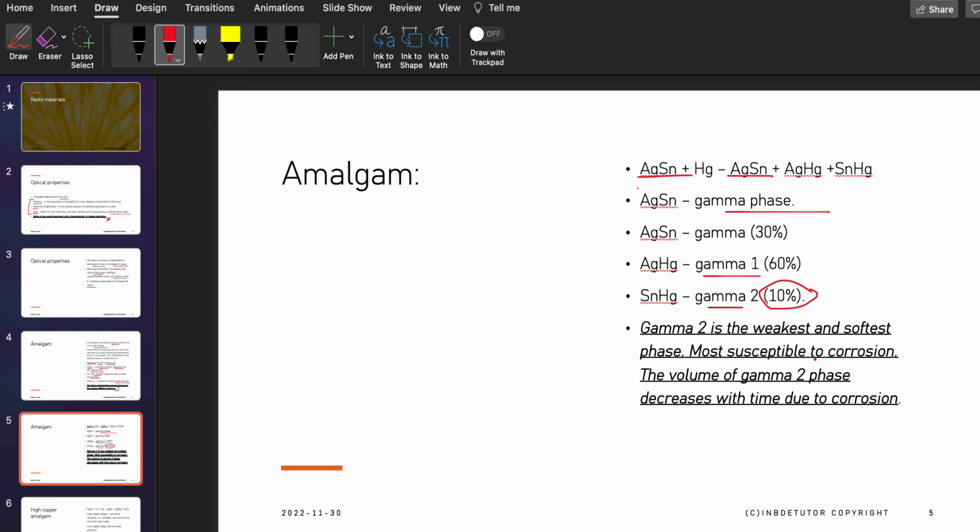It is actually not a very good phase that we want in the amalgam. So it is most susceptible to corrosion. The volume of gamma 2 phase decreases with time due to corrosion. So this is basically present in low copper amalgams. In high copper amalgams, obviously the gamma 2 phase is eliminated. So if anybody asks you in the questions like what is gamma 2 phase, it is basically tin and mercury.